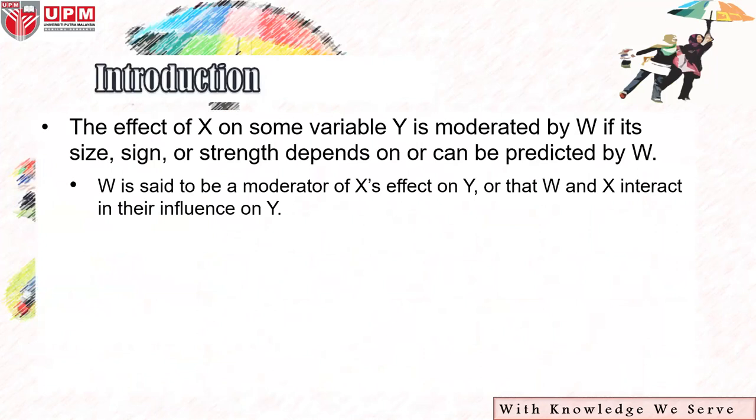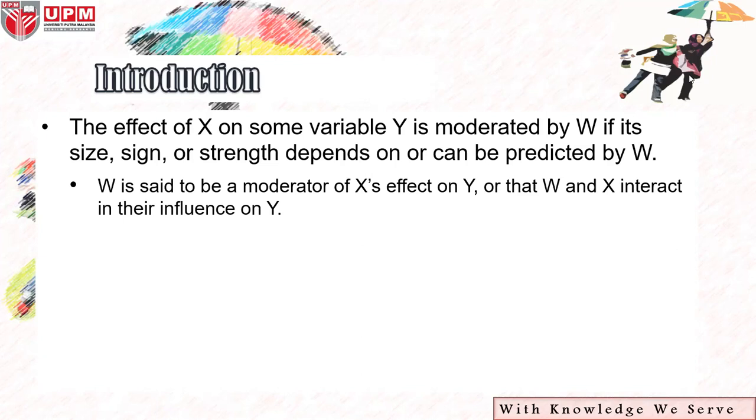Okay, so moderation refers to the effect of X on some variable Y being moderated by W if its sign, size or strength depend on or can be predicted by W. W becomes the moderator if the association between X and Y depends or changes in terms of size, sign, positive or negative, higher to lower, lower to higher, or strength, depending on what we can predict by W. So W is said to be a moderator of X's effect on Y, or that W and X interact in their influence on Y.